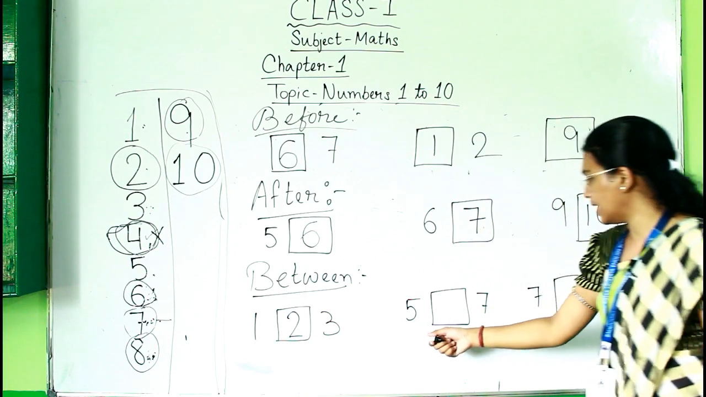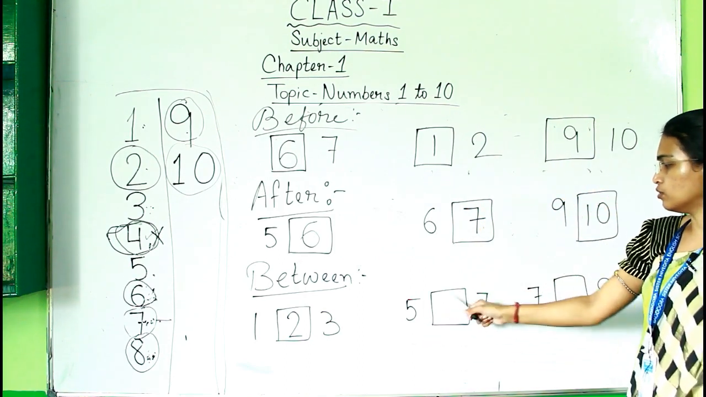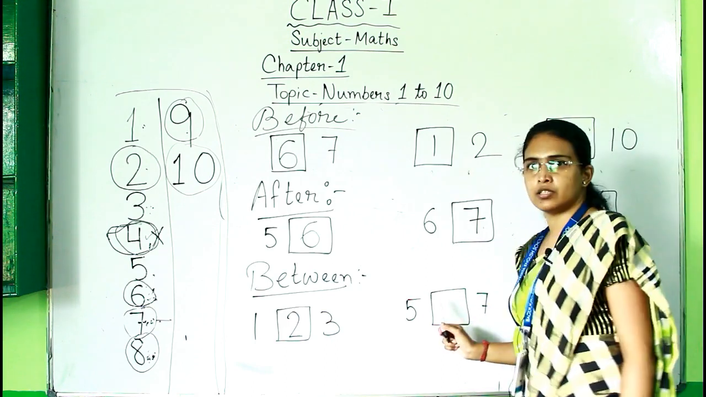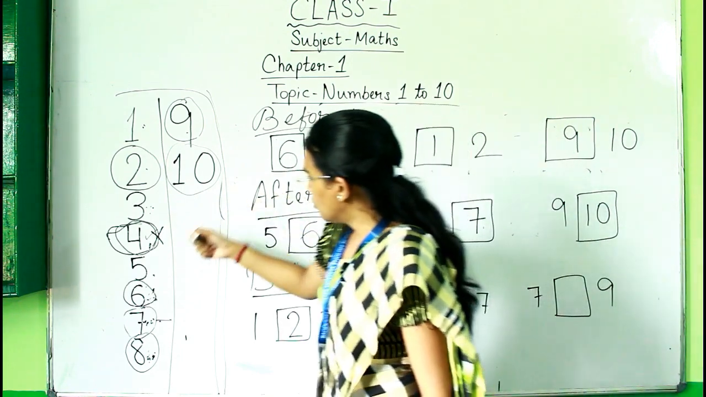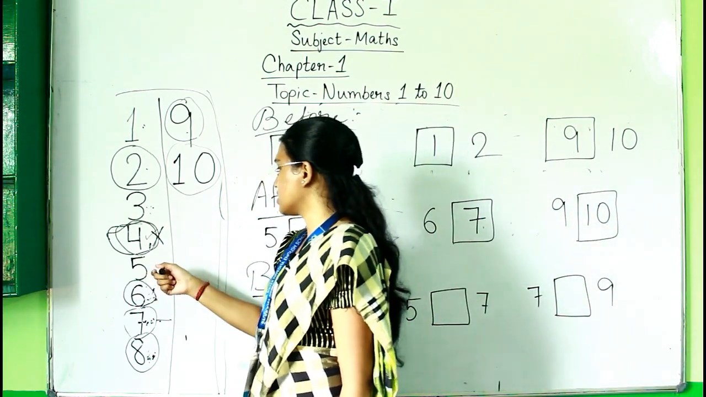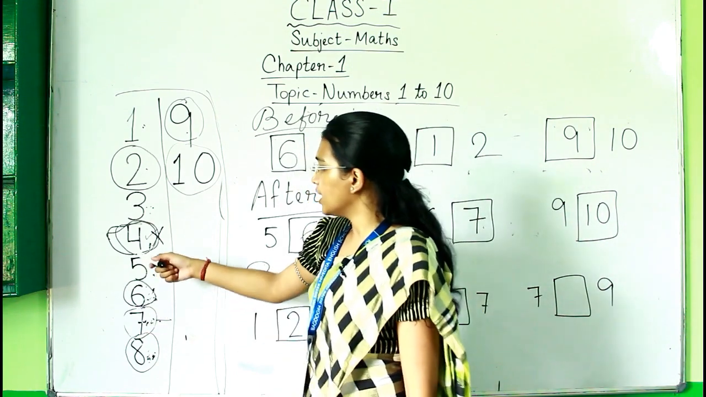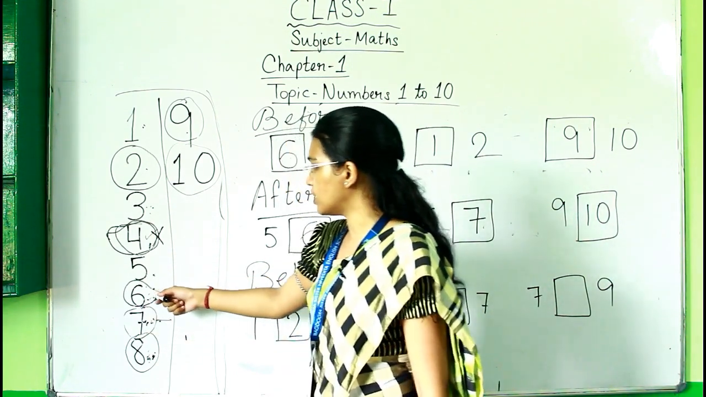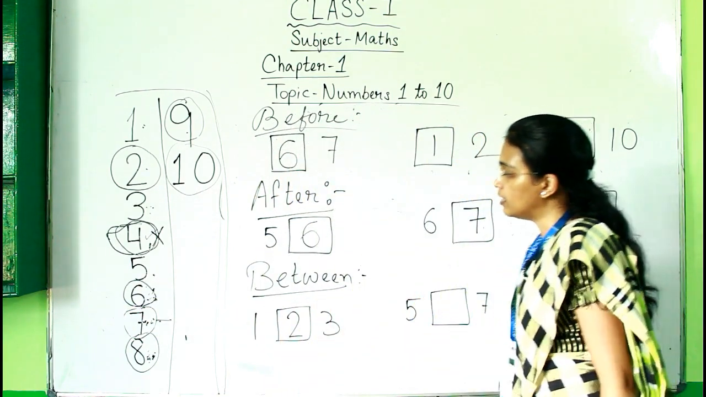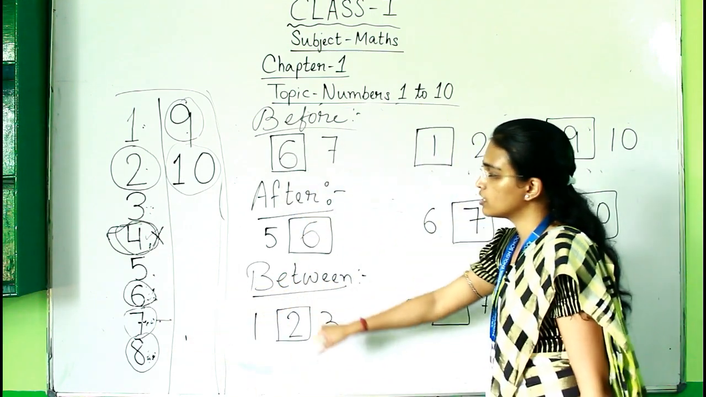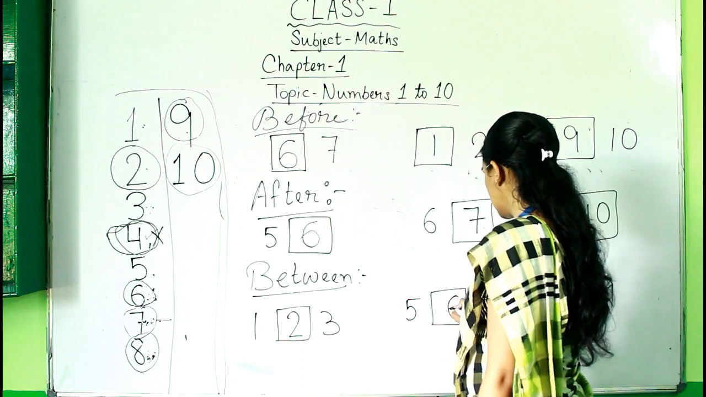Then the next question is 5 and 7. You have to find out the between number of 5 and 7. Now look at the chart. What is 5? Yes, it is here. And what is 7? It is here. In between 5 and 7, which number is here? 6. So write here 6.